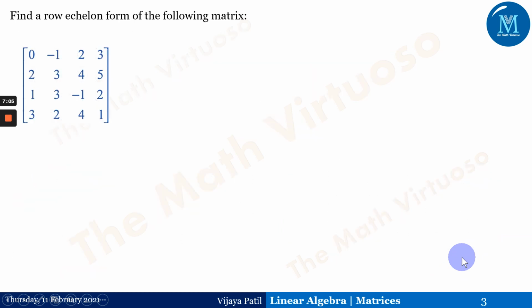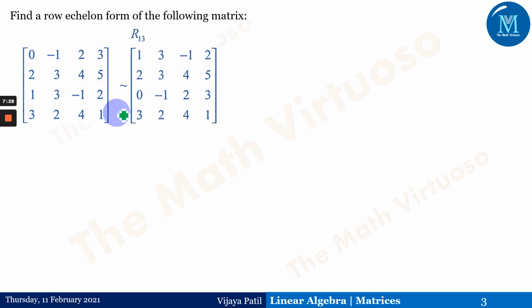With an example, find a row echelon form of the following matrix. The matrix has been given to you here. I am not at all talking about the order of this matrix, as we did for the PAQ form. But yes, we have to take care of this particular thing. Now I want a leading 1 in the first row here. So what will be my transformation? The transformation would be R1 and R3.